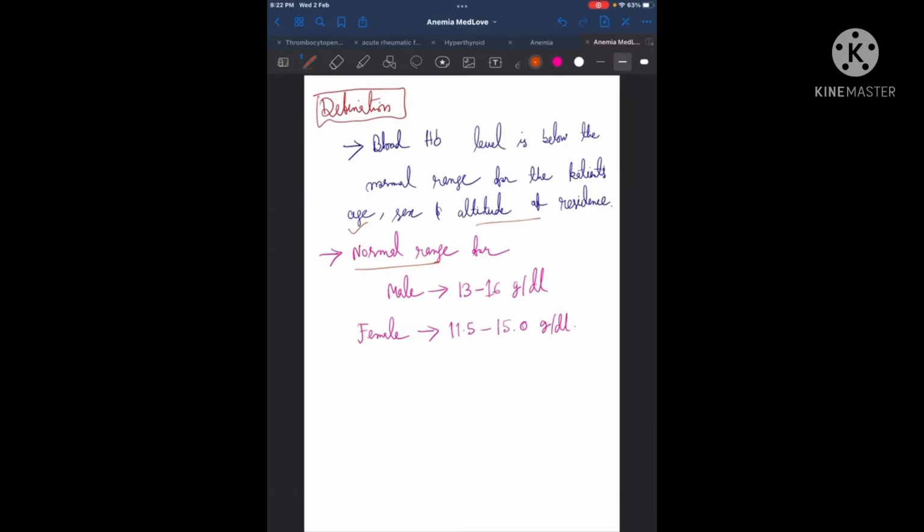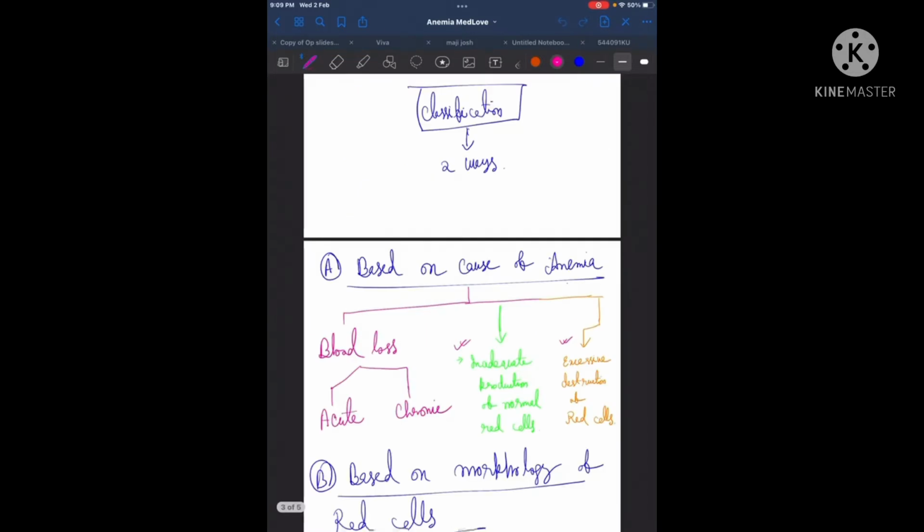So the normal range for male is 13 to 16 gram per dl, and in case of female it is 11.5 to 15 gram per dl. Anemia can be classified by two ways, based on the cause of anemia and based on the morphology of red cells.